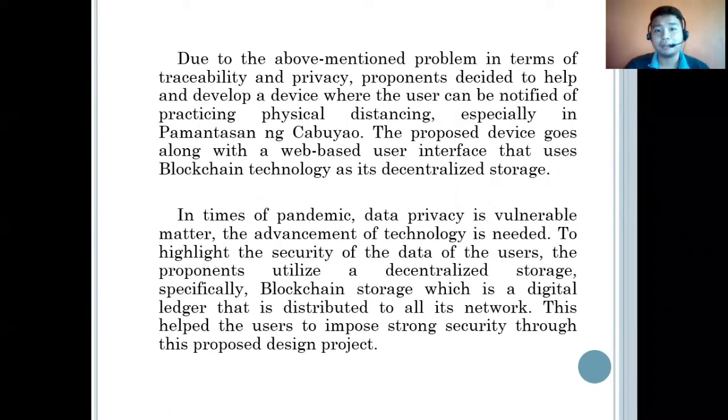Due to the above-mentioned problems in terms of traceability and privacy, the proponents decided to develop a device where the user can be notified to practice physical distancing, especially in Pamantasan ng Kabuyao. The proposed device goes along with a web-based user interface that uses blockchain technology as its decentralized storage. Since privacy is a vulnerable matter, advancements in technology are needed to highlight the security of user data, so the project utilizes decentralized storage, specifically blockchain storage, which is a digital ledger that is distributed to all its network.